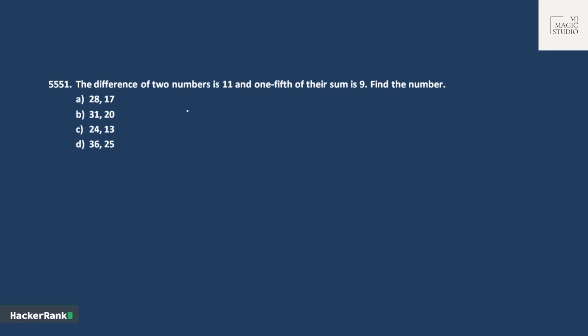The difference of two numbers is 11. Okay, x minus y is 11. 28 minus 17 is 11. 31 minus 20 is 11. In all the options the difference is 11. 1/5 of their sum is 9. That means their sum is 9 into 5, that is 45. Now we will check. 31 plus 20, this is 45. And this is not 45. 28 plus 17, oh, this is not 45. This is 37. 28 plus 17 is 45. Done.